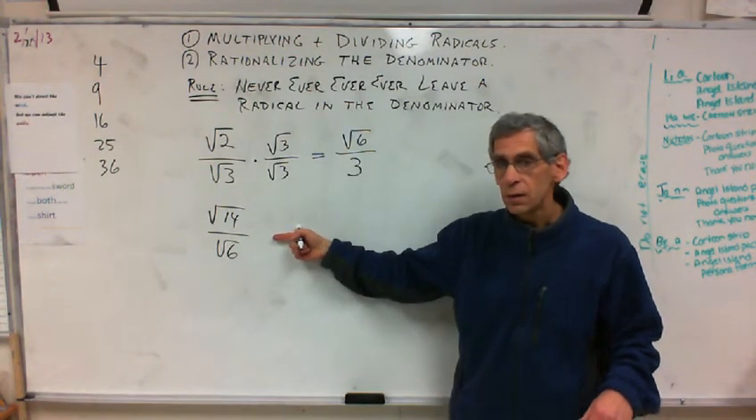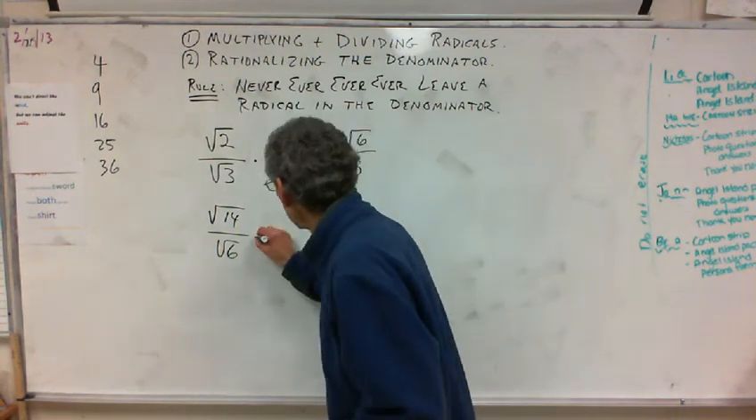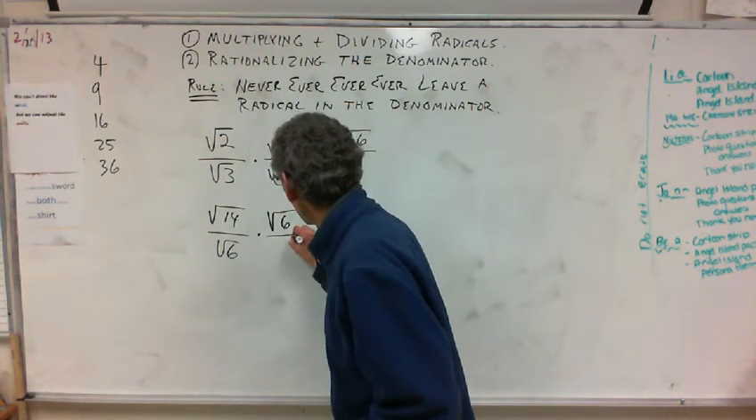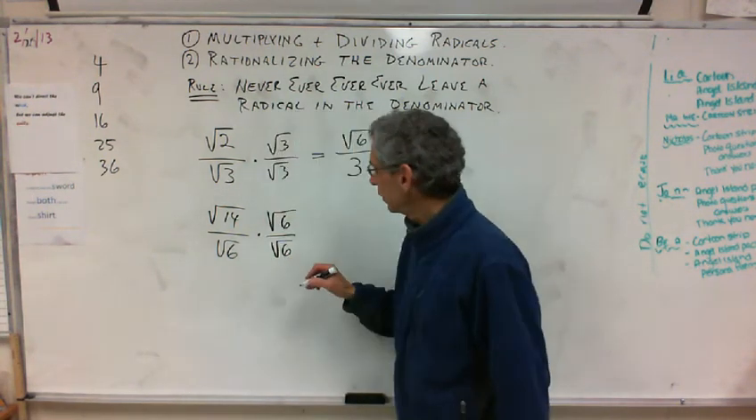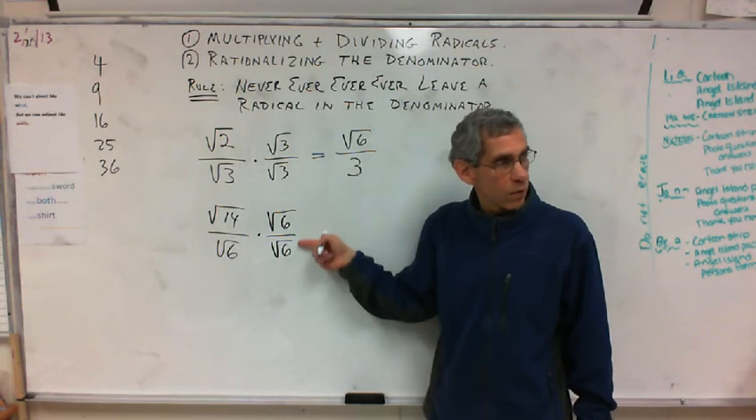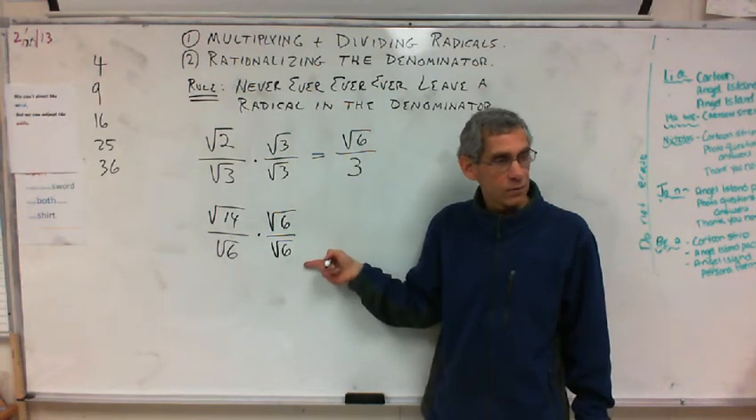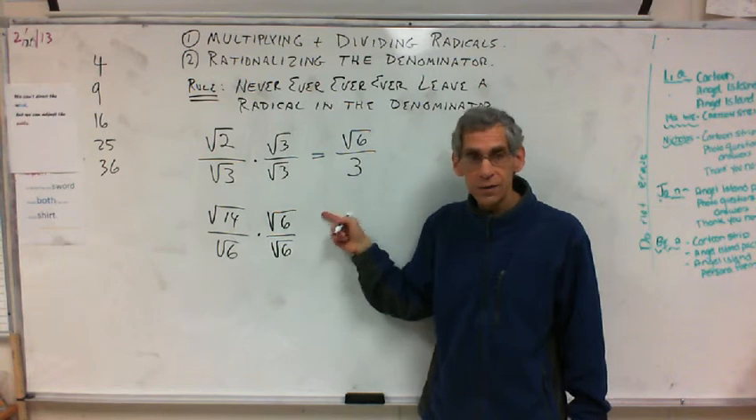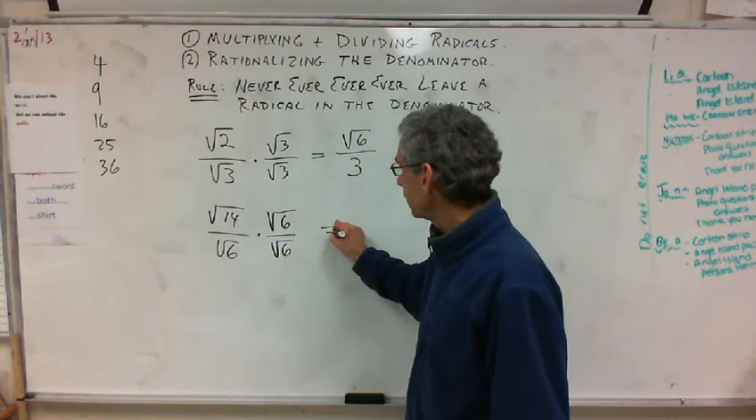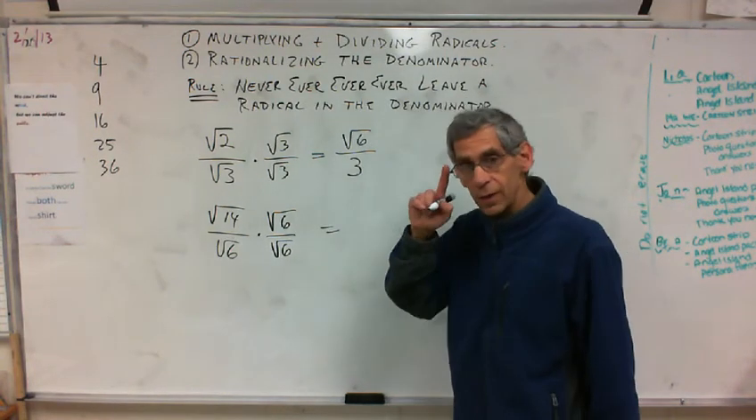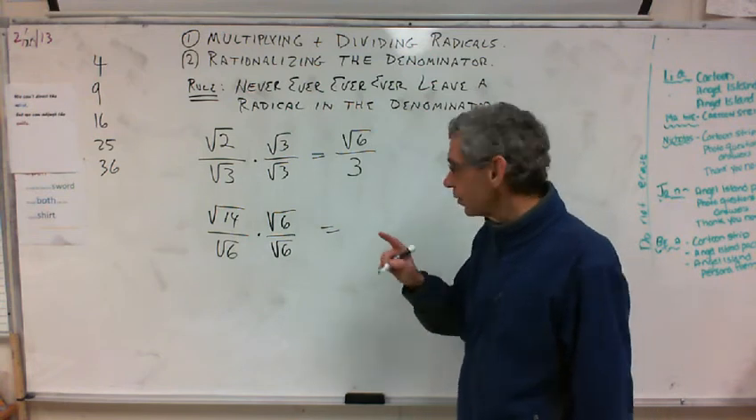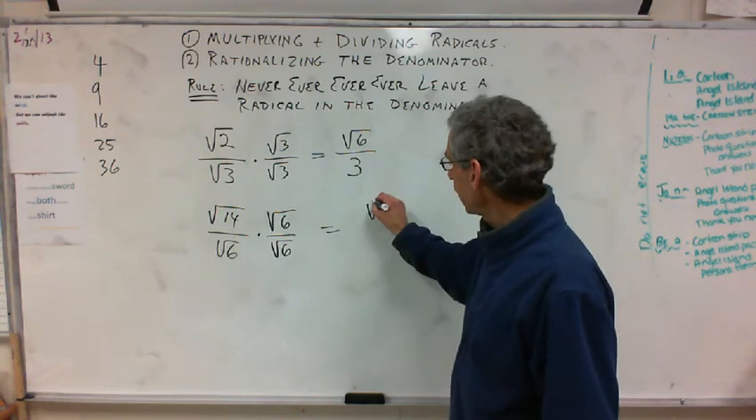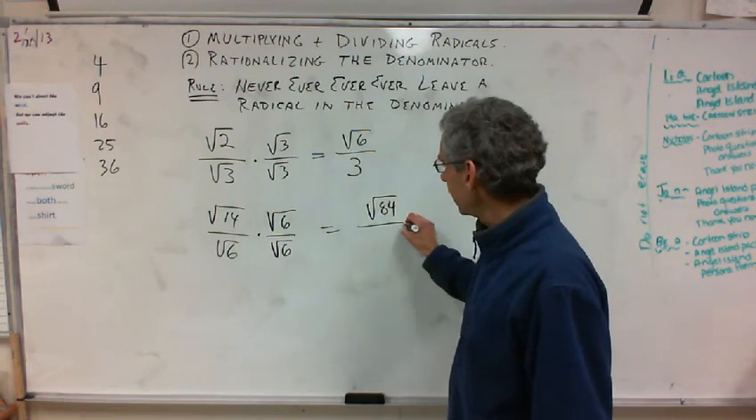Square root of 6 over square root of 6. You all see that equals 1, right? We're not changing its value. That's the trick with fractions, if you don't have an equal sign. So we got 84 over 6. Wait a minute, what did you get? Okay, so some people got square root of 84 over 6.